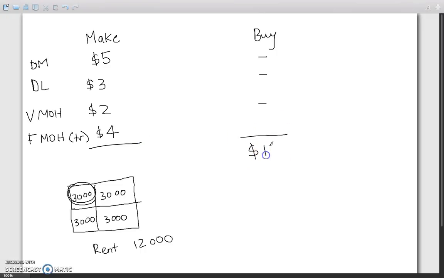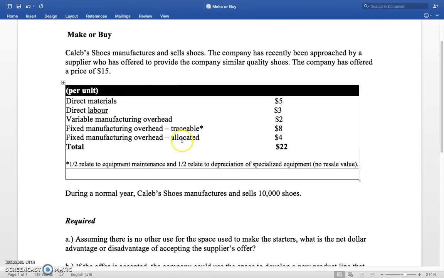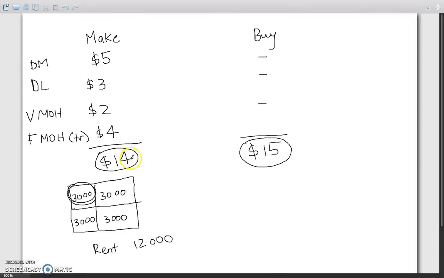If you buy it, it's $15, the straight out price that the outsider gave you. But if you decide to make it yourself, the total comes out to $14. Now do you see? Had we decided to go with the supplier, we would be losing out, because we're making the product at $1 less than what the supplier has offered us. We're doing great, to be honest, and there is no need to buy it from an outsider. You don't need to shift to this guy and rely on him to make your products for you.